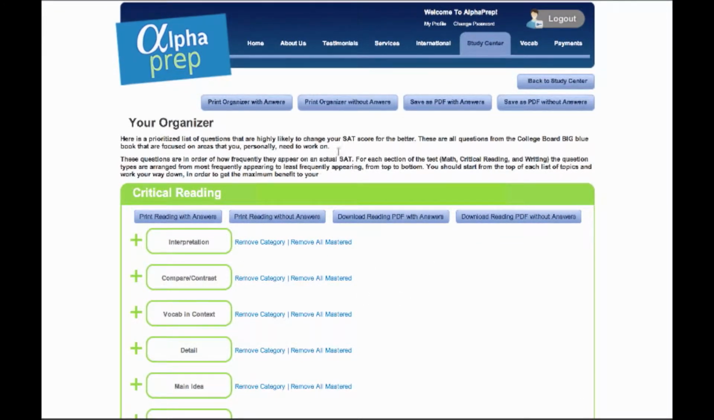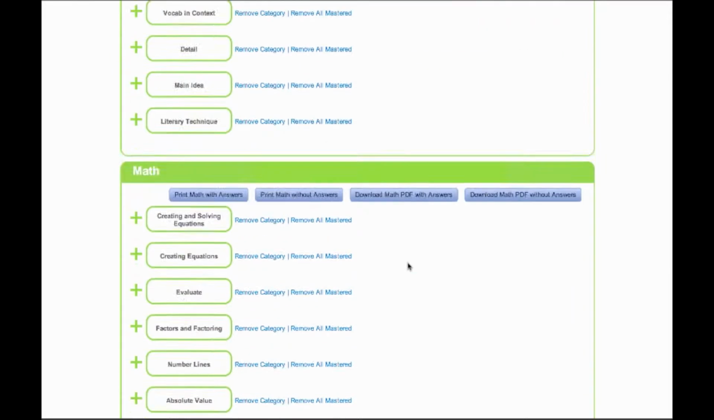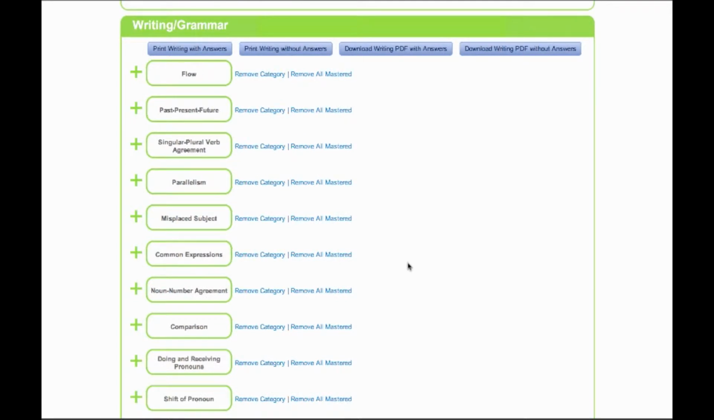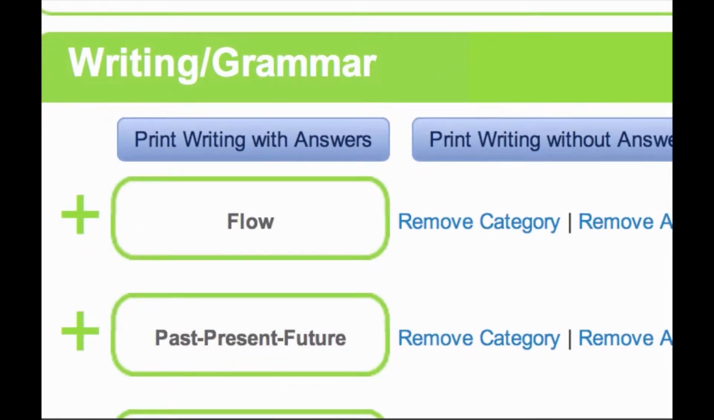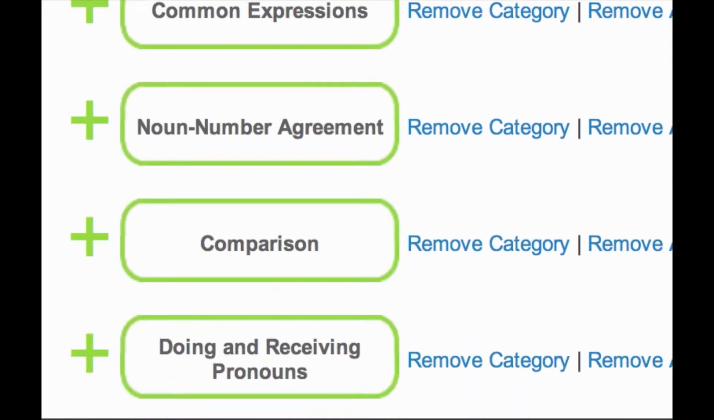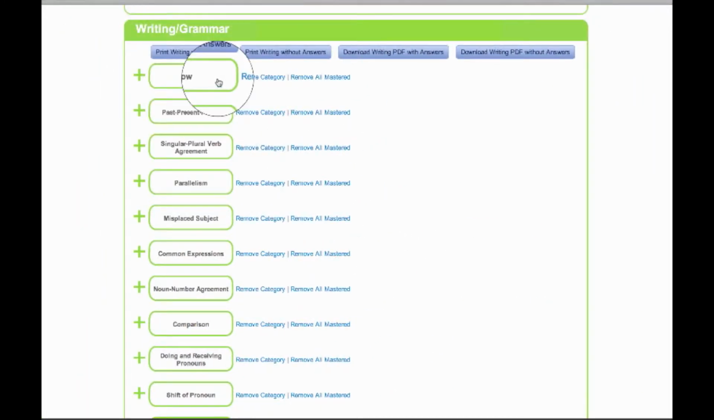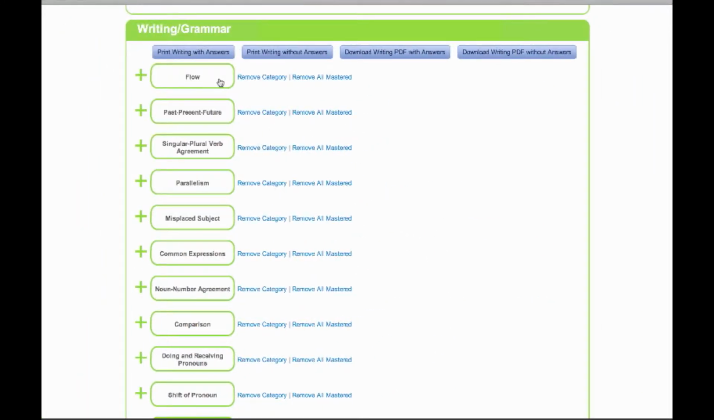And you can read this blurb up top. For right now, let me show you. When I go into writing grammar, I'll notice that of my list of particular weaknesses, topics that I need to study, flow, which is coordination and subordination, is at the top of the list. That means it's my biggest priority in this moment because of all of these question types, it appears most on every SAT. Past, present, future questions appear second most of my particular list.